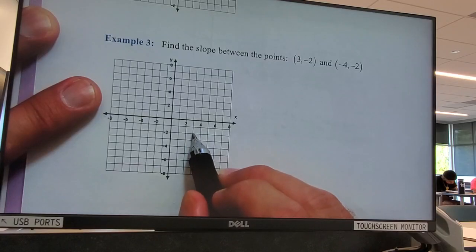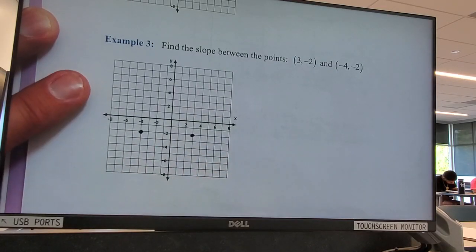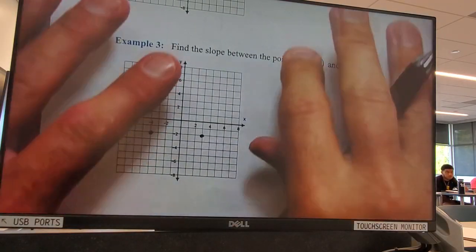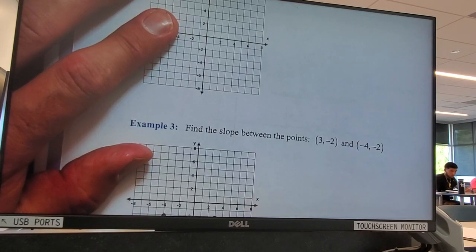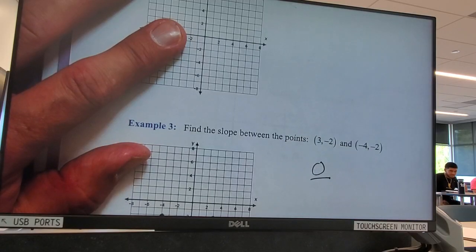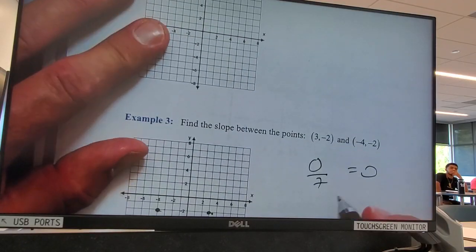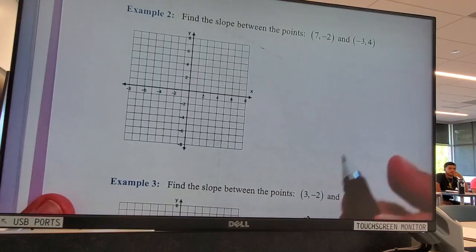3, -2, and -4, -2. So of course, if you count it out, if I start at either point, by the way, I'm sorry. This will be, I go up or down 0, and I go over, it doesn't matter. 0 divided by who cares? As long as it's not 0, right? 1, 2, 3, 4, 5, 6, 7. Can you write who cares? No. Is that 0 over who cares? Oh yeah, I was about to, but I could.